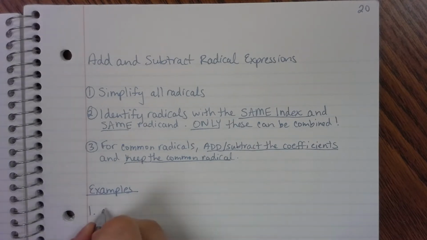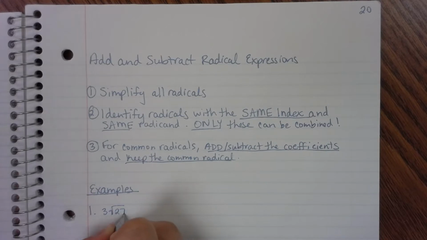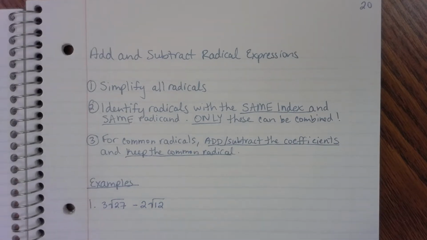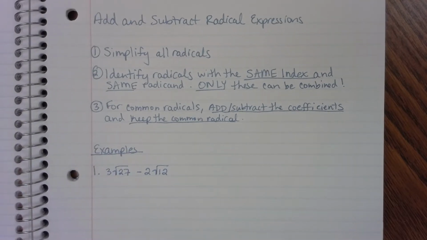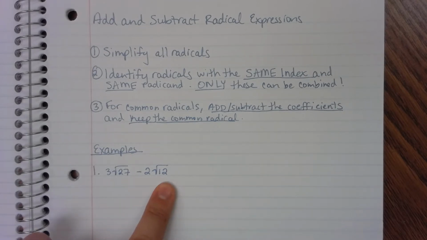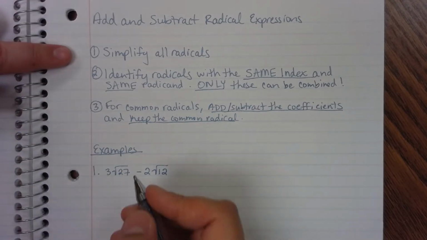The first one being 3 times the square root of 27 minus 2 times the square root of 12. When we look at this example, we can notice that we're looking at square roots, but the square root of 27 and the square root of 12 are not simplified. So step one says we want to simplify these.